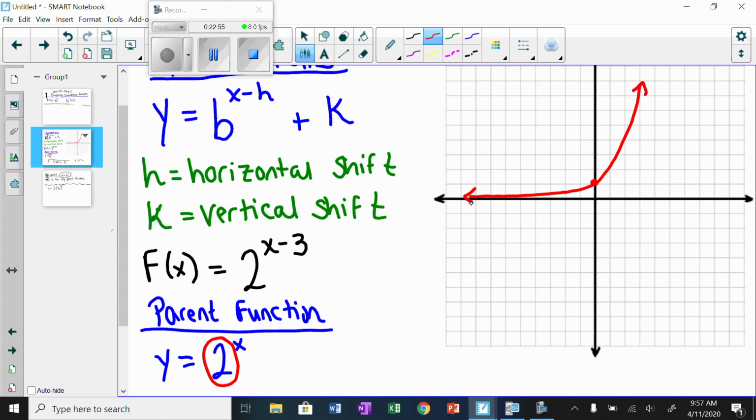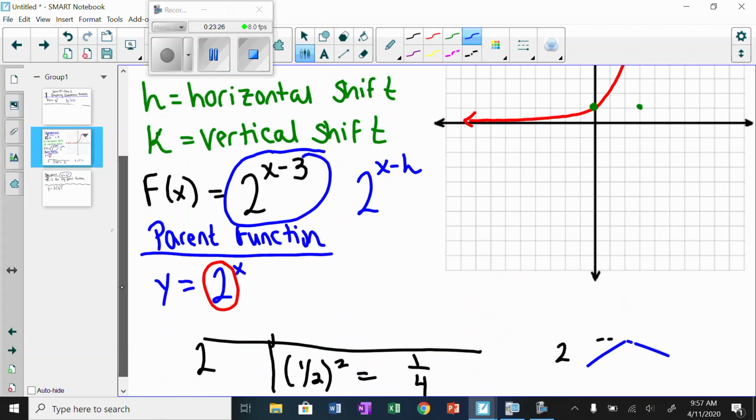But now what is it telling us to do? It's telling us to take our parent function and shift it. So this is in the format of 2 to the x minus h, which means we're shifting 3 units to the right. So I'm going to take that key point, (0, 1), and shift it 1, 2, 3 units to the right. Now, just for a little bit of accuracy, if we wanted to, we can find the y-intercept.